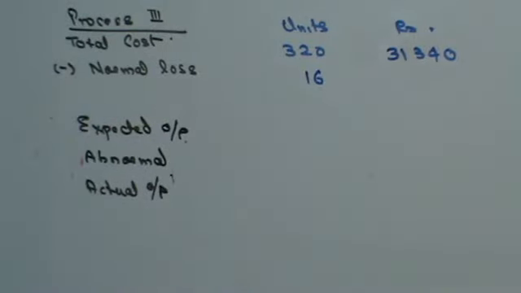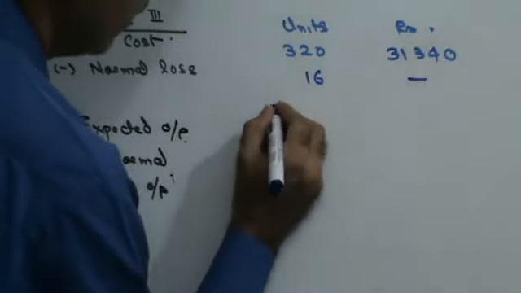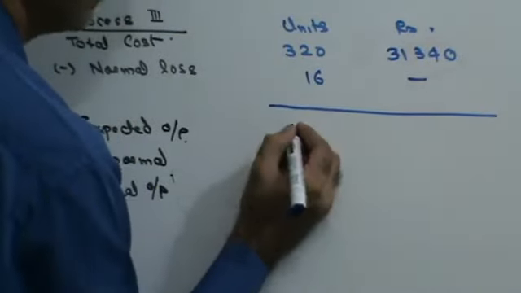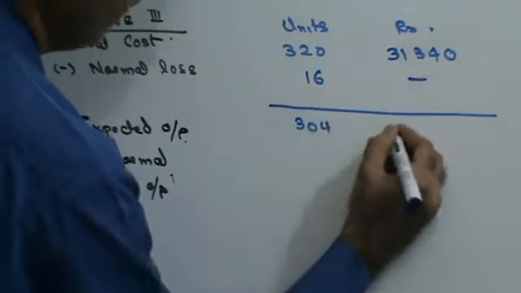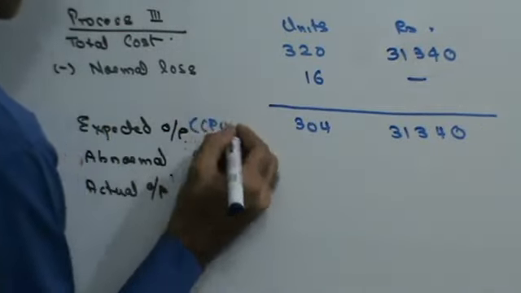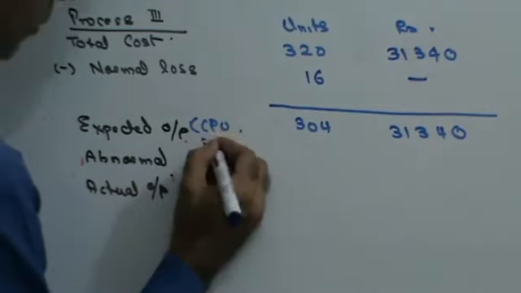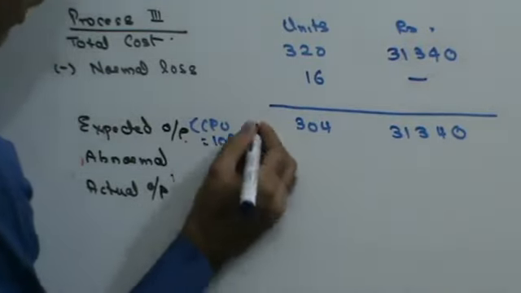Fine. Now they haven't said that there's any realizable value. Since there is no realizable value, this amount will be nil. They haven't given you scrap value, guys. So this will become 304 and 31,340. Get your CPU. 31,340 divided by 304 is going to be 103.09.